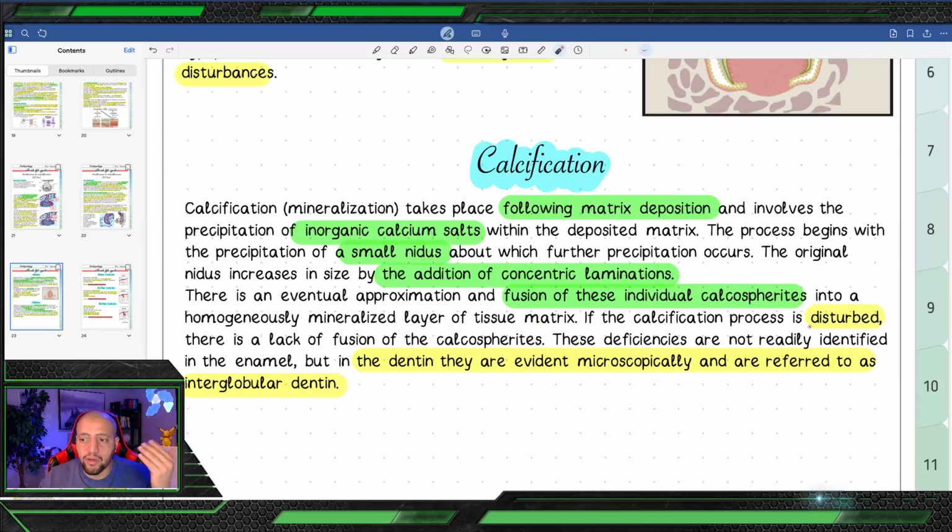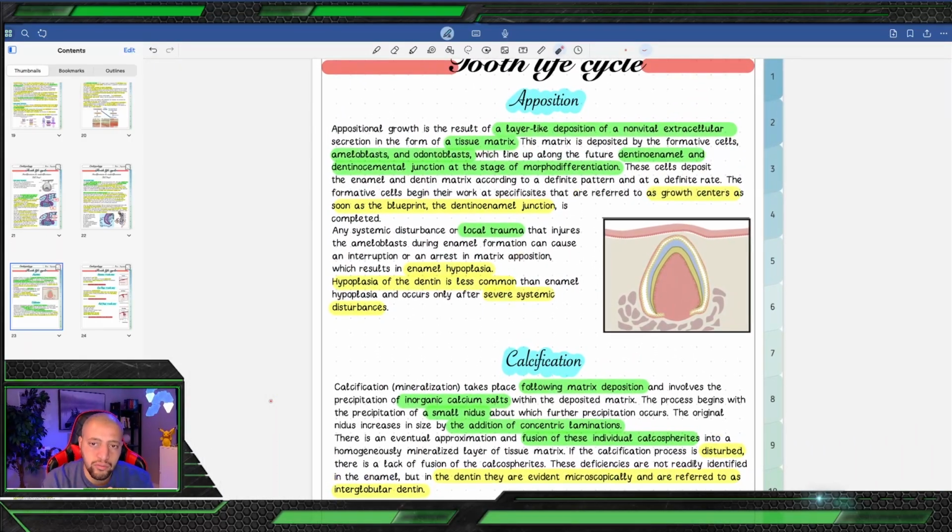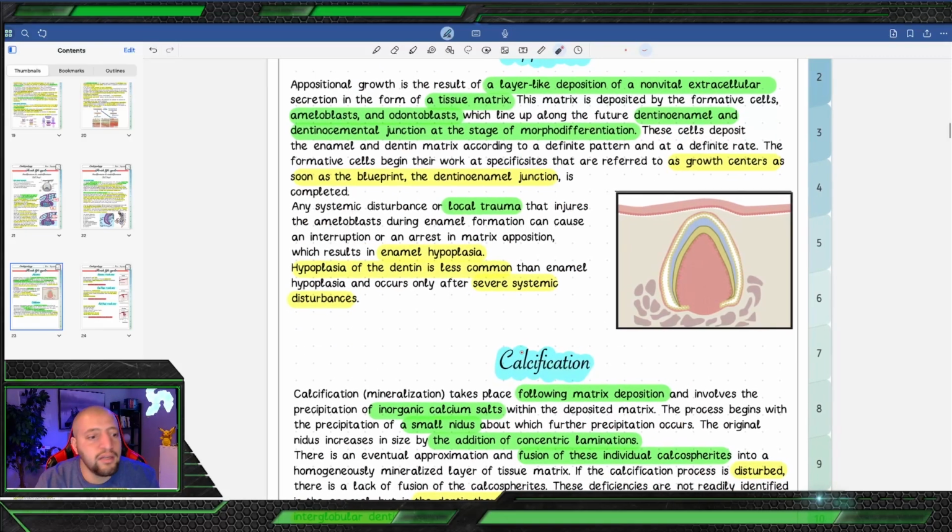If the calcification process is disturbed at this point, there is a lack of fusion of these spheres. This deficiency is not readily identified in the enamel, but in dentin it can be evident microscopically and is referred to as interglobular dentin. So if a problem happens in this stage, it will lead to interglobular dentin. Quick recap: a problem with apposition leads to enamel hypoplasia. A problem in calcification leads to interglobular dentin. Why is this not happening the other way? Because yes, it can have some hypoplasia of enamel and dentin, but this requires a systemic condition.